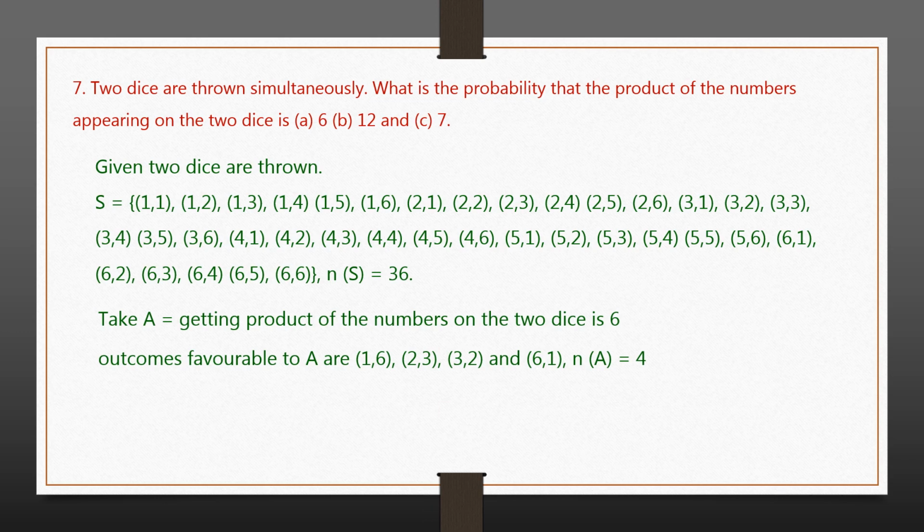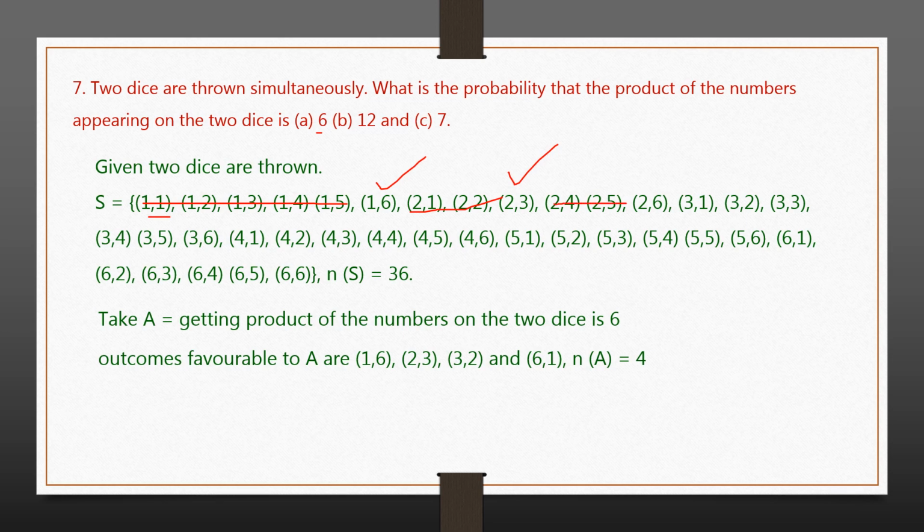Okay, for identification, the first outcome is 1 1. Product of 1 1 is 1 into 1, which is 1 only, not 6, not favorable. 1 2, 1 into 2 is 2, 1 into 3 is 3, 1 into 4 is 4, 1 into 5 is 5, 1 into 6 is 6. This is favorable to A because the product should be 6. That's why we are collecting. Now 2 1, 2 2 are not favorable to A, but 2 3 is favorable to A because 2 into 3 is 6.